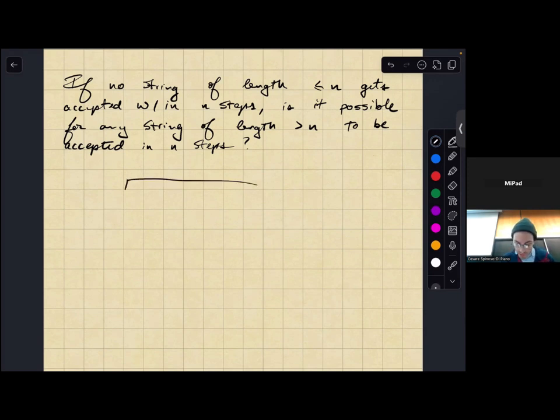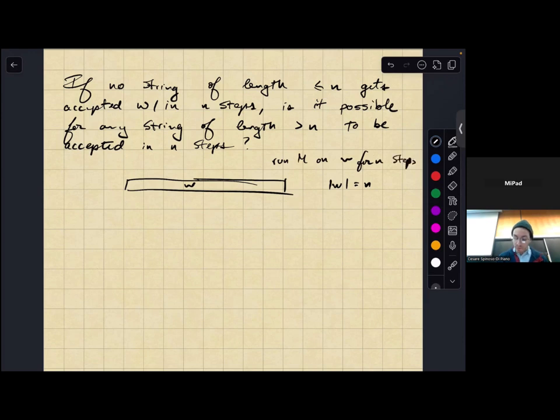Because, imagine I have my string W, and my string W is of length n. I run M on W for n steps, and I'm telling you that all the strings of length at most n don't get accepted. So in the worst case, what could the Turing machine be doing?